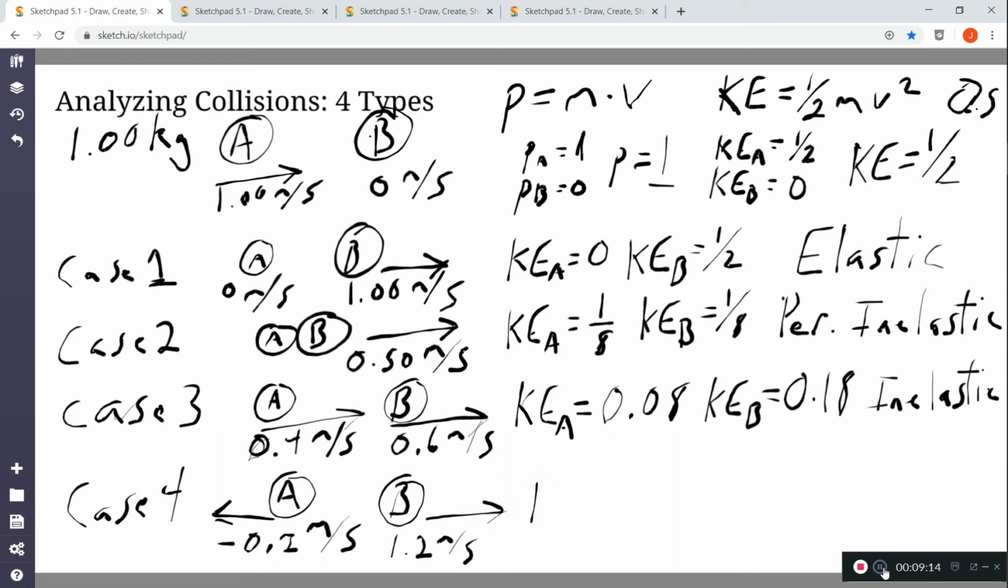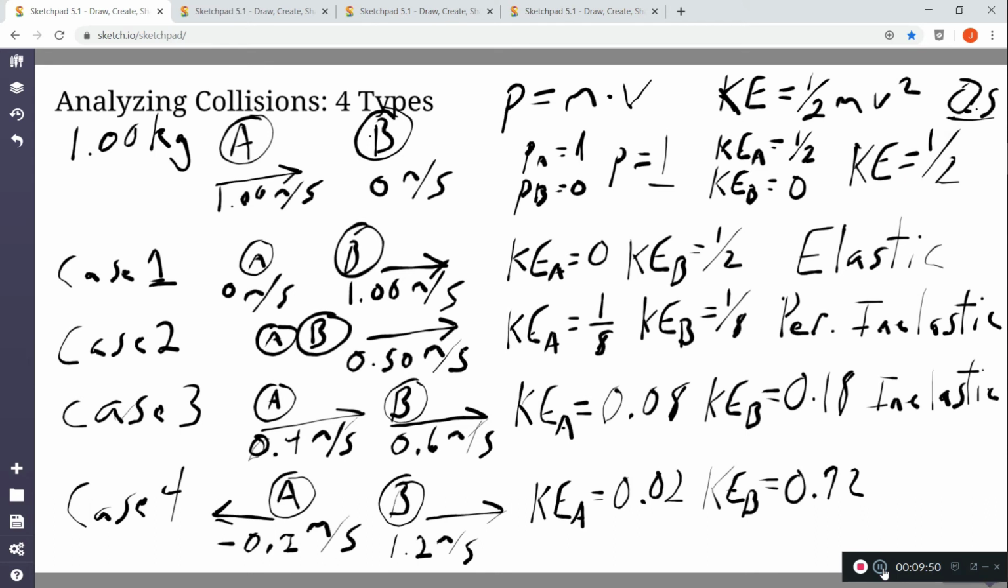Well, our kinetic energy of A then is going to be, now energy is not going to care about our sign because of the squaring in the process. So I get 0.02, and my kinetic energy of B is going to be 0.72. So we get 0.74 total energy, which is more energy than we started with.